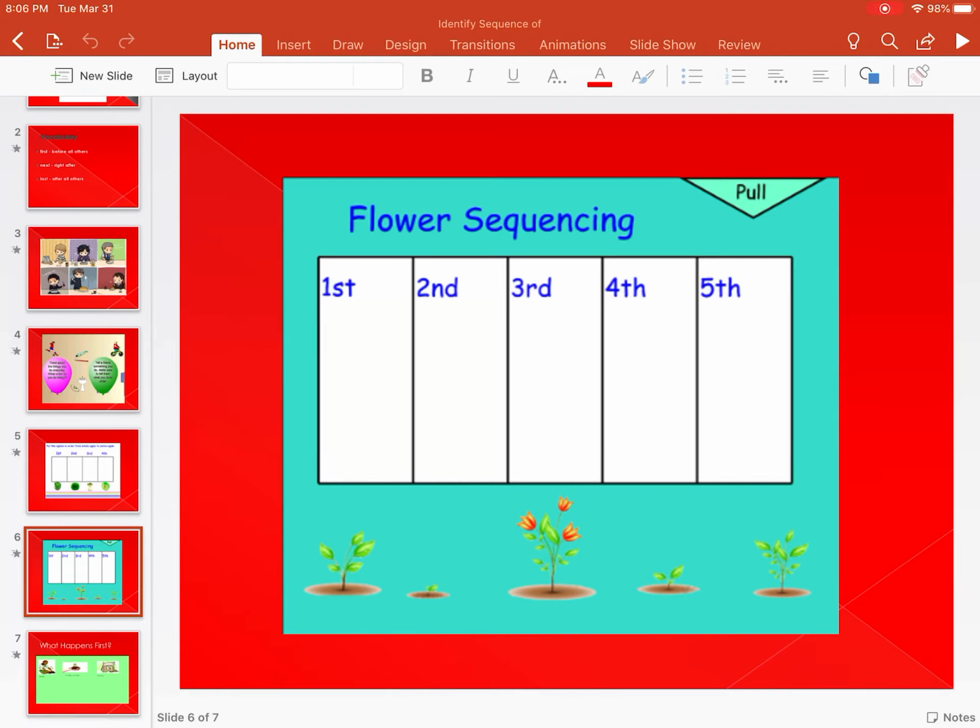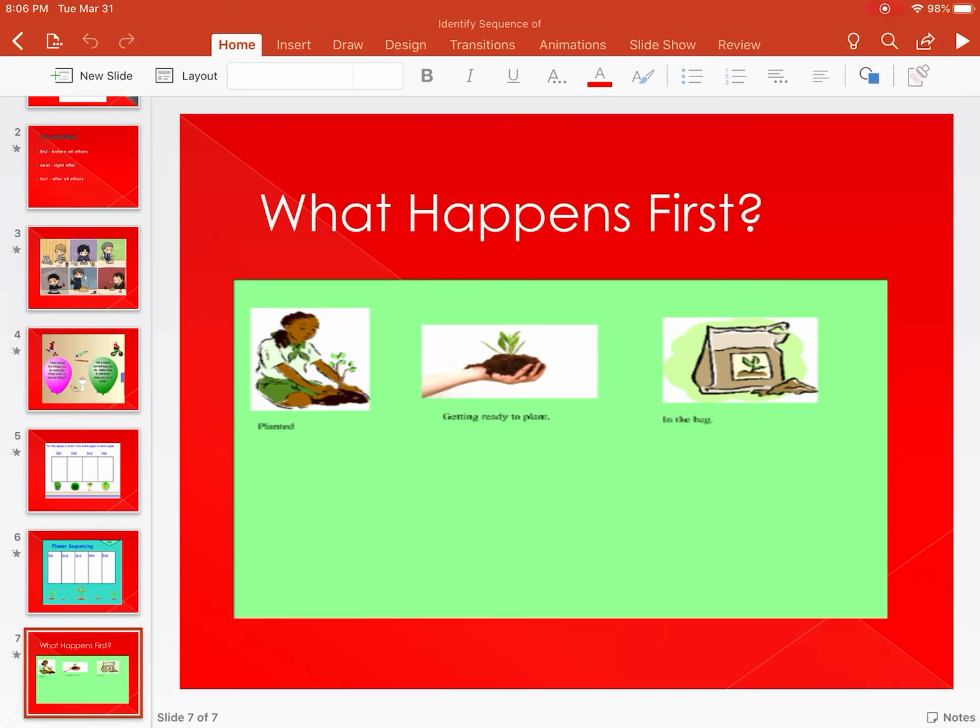Flowering is sequencing. So you always start with a seed, then you start seeing a little seedling, then you start seeing a baby plant, then it starts growing, and finally you have your flowers. So then these are not in order either. Okay, then you have what happens first. You get ready to plant in the bag. So obviously it will go in the bag, and you get ready to plant, and you plant it. What they're showing you is what you do first. This plant is already done, so she's planting it. So obviously you would get the plant first, get some soil, and then you start planting it in the ground. Okay.